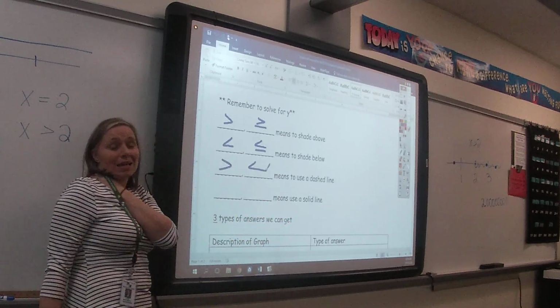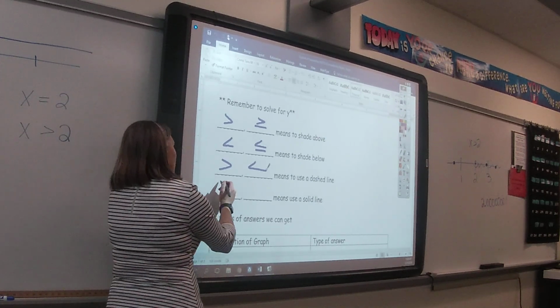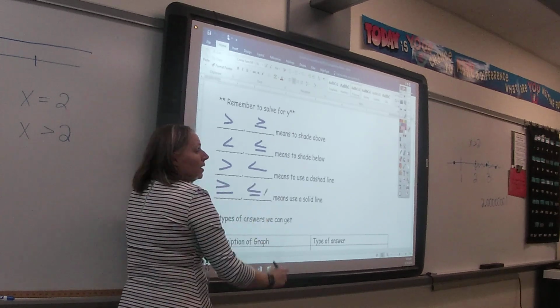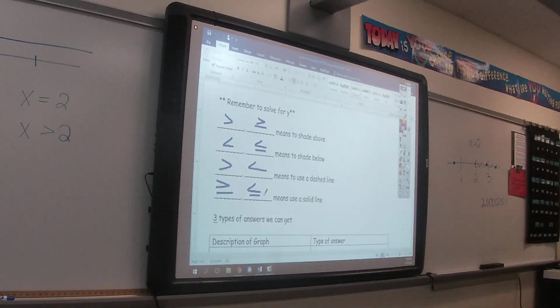Greater than and less than tell us to use a dashed line. Greater than or equal to and less than or equal to tell us to use a solid line. Oh yeah, didn't we do this earlier? Yeah, so this is exactly those same rules that we used when we were graphing inequalities.